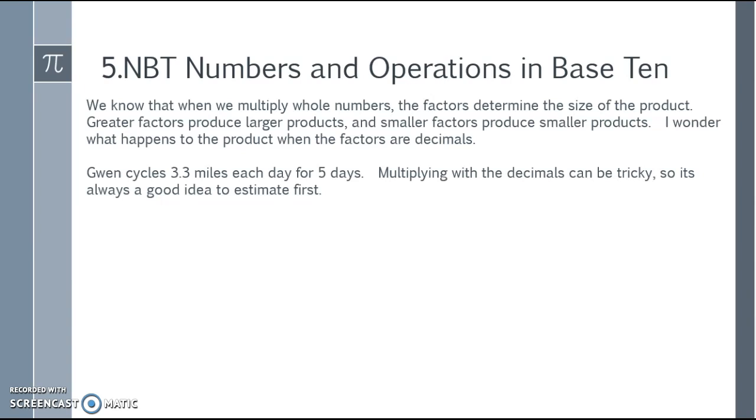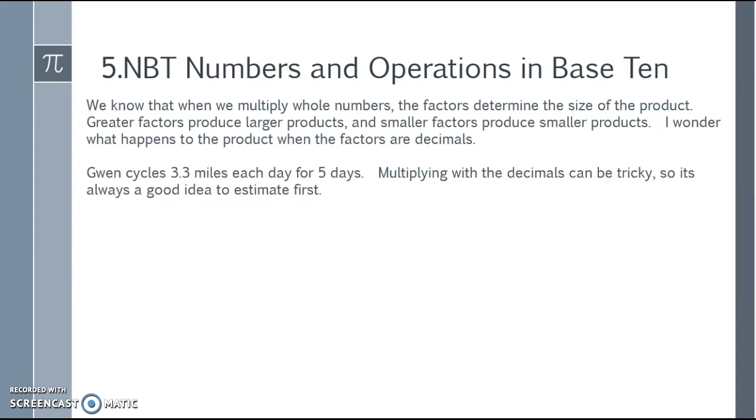We know that when we multiply whole numbers, the factors determine the size of the product. Greater factors produce larger products, and smaller factors produce smaller products. I wonder what happens to the product when our factors are decimals. So what happens when we multiply by decimals? Gwen cycles 3.3 miles each day for 5 days.